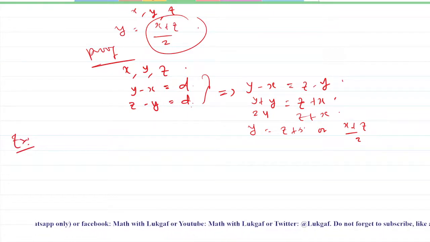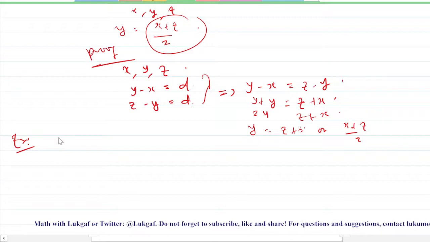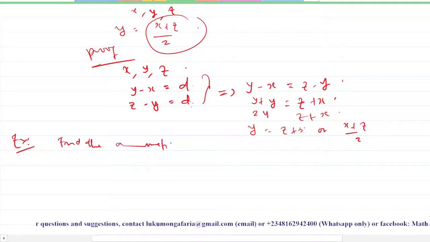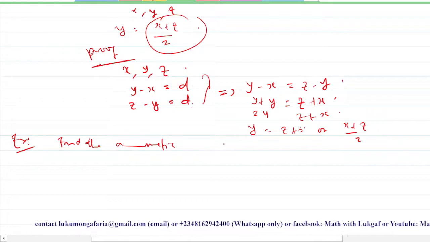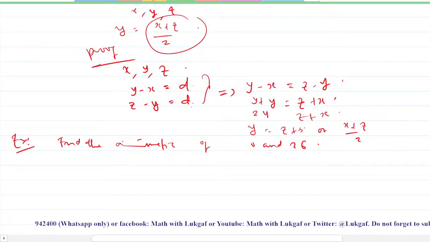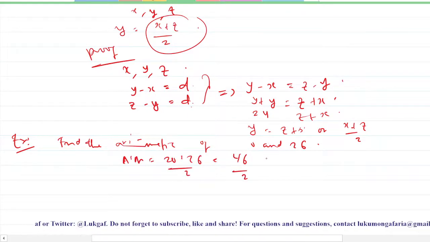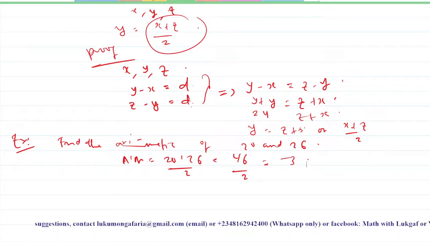Example: find the arithmetic mean of 20 and 26. That's very simple, isn't it? Your arithmetic mean will just be 20 plus 26 divided by 2. That's 46 divided by 2, which is equal to 23. So it is as simple as that. Let me give you another example to back it up.